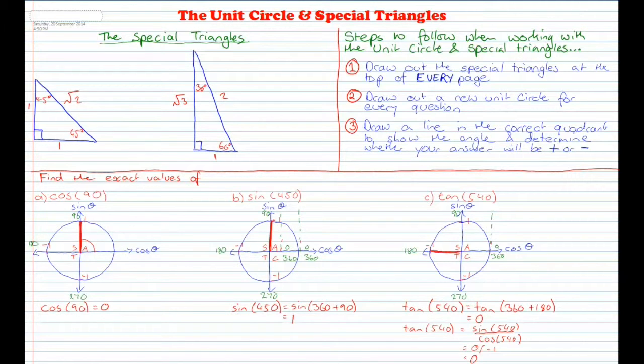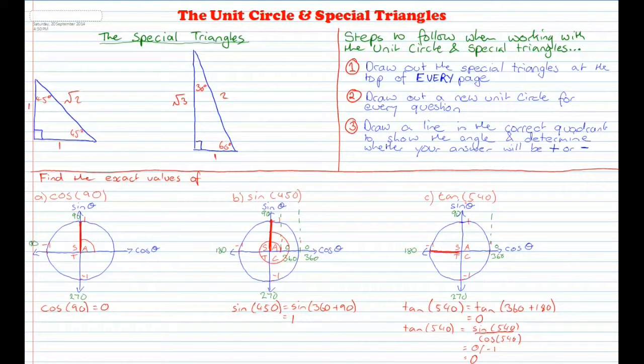Now for sine of 450, that's the same as saying sine of 360 plus 90. So I go from here all the way around and then 90 degrees past 360. Now for sine, how high up the sine axis is this point? Well, it's at 1, isn't it? So therefore sine of 450 is equal to 1.